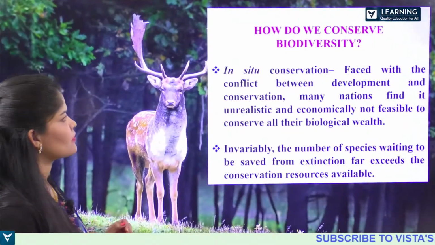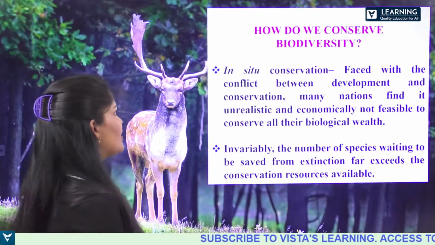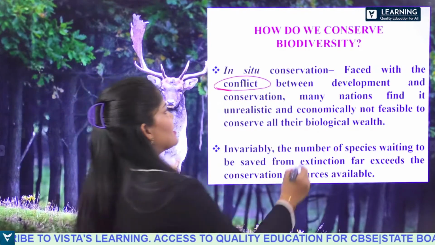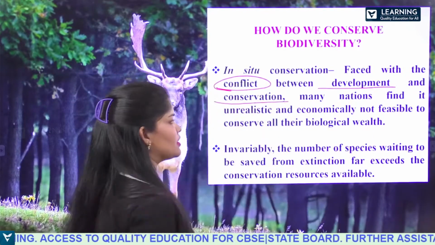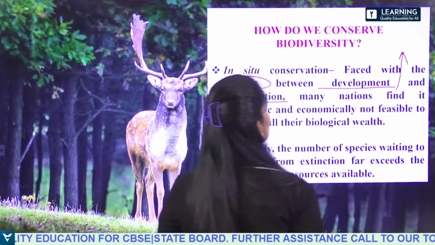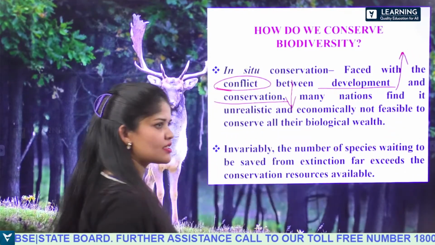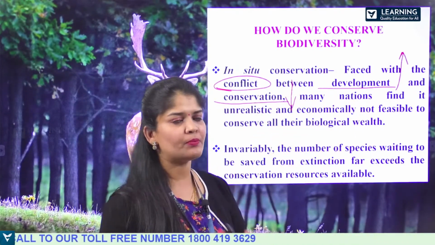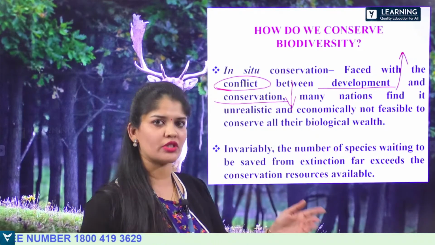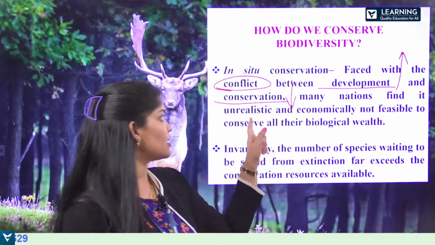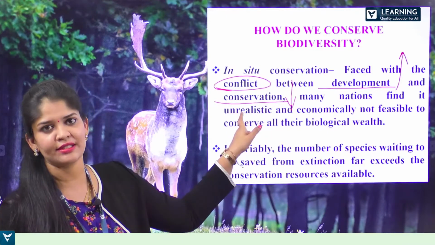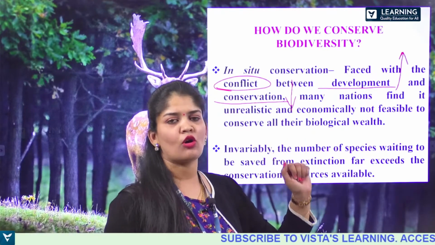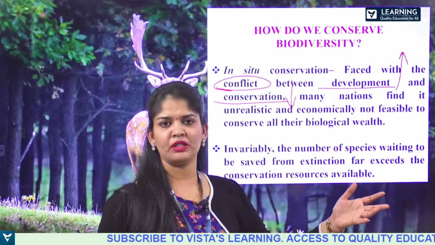Now, in-situ conservation is faced with a conflict, a difference in opinion, between development and conservation. Definitely, if development is going to increase, conservation is going to decrease. That means we develop, urbanization happens, and we cut down the trees. Cut down the trees, lose the biodiversity. That means a decrease in conservation. We cut down the trees for road construction, airports, or infrastructure development.